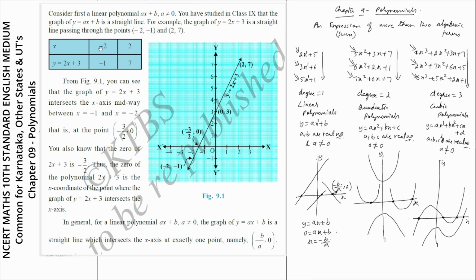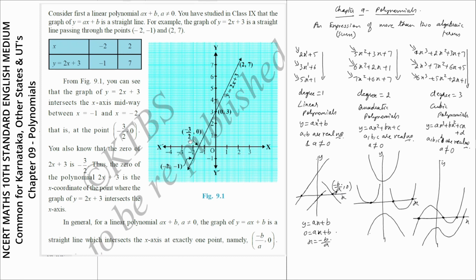You can give any arbitrary value for x, not an issue. So here they have taken some values and got the x and y values. The first point is minus 2 comma minus 1, which is here, and the second point is 2 comma 7, which is here. After getting these 2 points, when we join them, we get a straight line. So linear polynomials, when we plot them on an xy graph, give a straight line. Now you can see this straight line meets the x-axis at the point minus 3 by 2 comma 0.